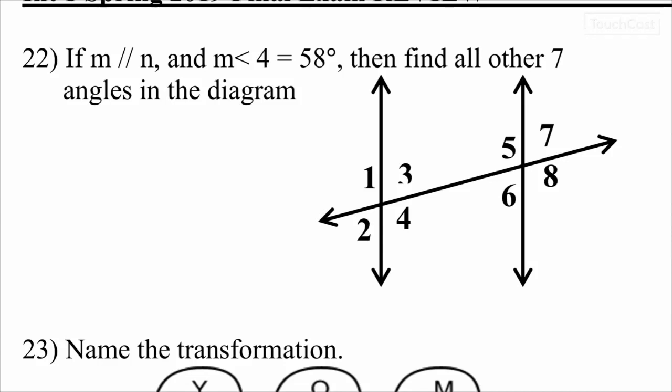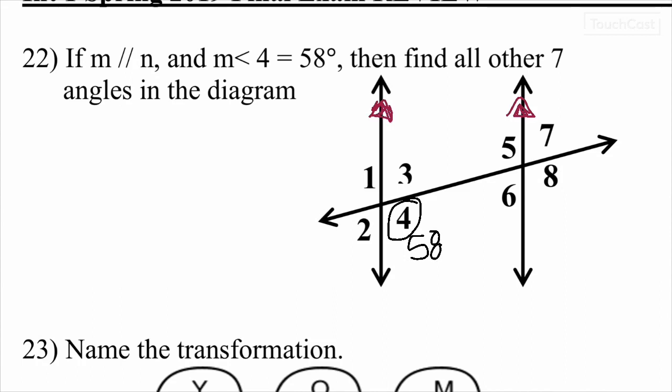Okay, page 3, moving right along. All right, so the lines are parallel. They didn't mark them. Bugs me. I'm going to mark them. If these are going to be parallel, then what do I know? And the measure of angle 4 equals 58.